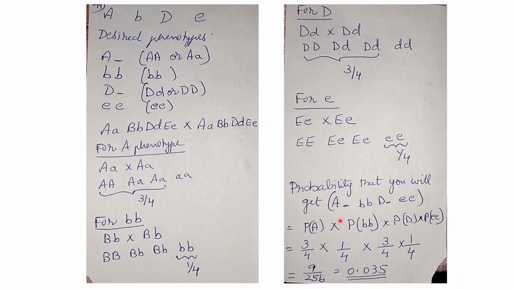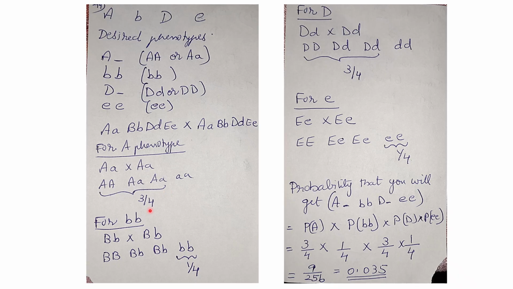So what is the probability that you will get this combination? See here, capital A, and here it can be either capital A or small a, that is why I have given a dash. Then small b, small e, capital D and small d or capital D. Okay, now what is the probability that you will get? We will take one by one. First we will cross capital A small a with capital A small a from both the parents. What is the probability that you will get A phenotype? So when you cross these, you will get these offspring. So A is occurring in this and this. So 3 offspring out of 4 will be showing the dominant A characteristic.